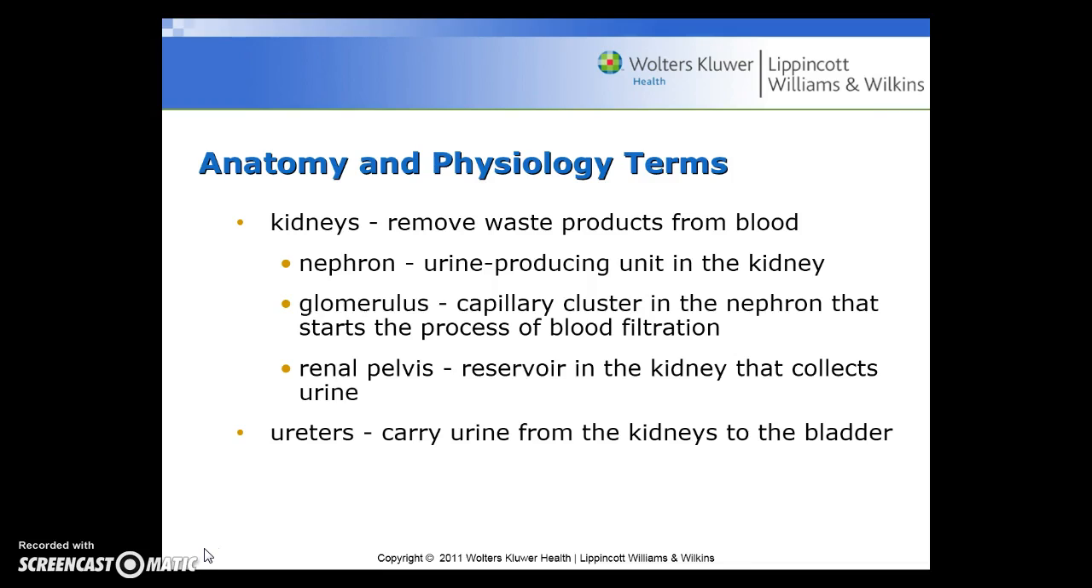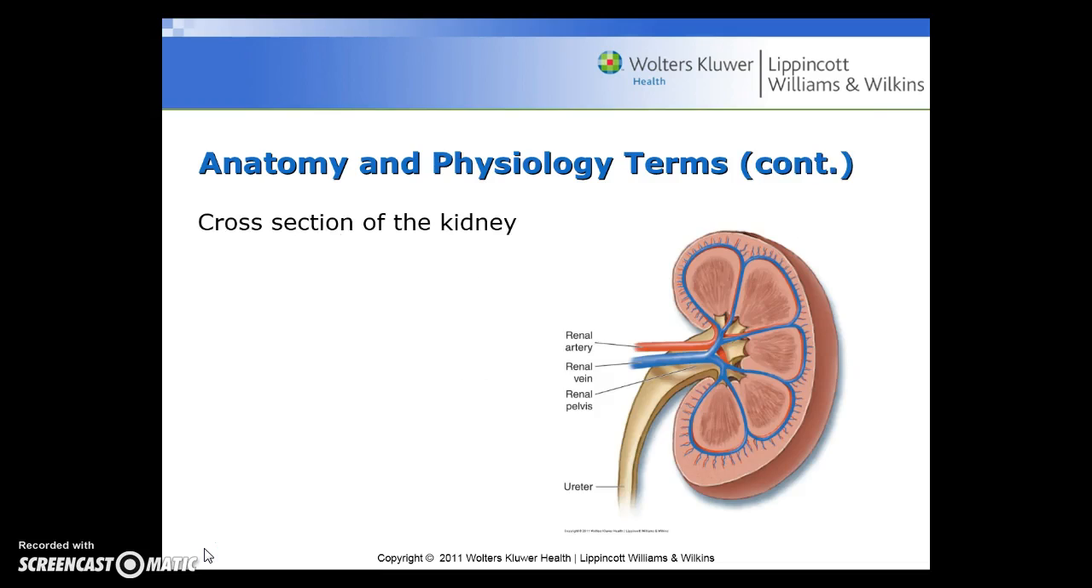You need to know the nephron, which is the urine-producing unit in the kidney, and the glomerulus, which is the capillary cluster in the nephron that starts the process of blood filtration. The renal pelvis, we saw that, is the reservoir in the kidney that collects the urine, and the ureters carry urine from the kidneys to the bladder.